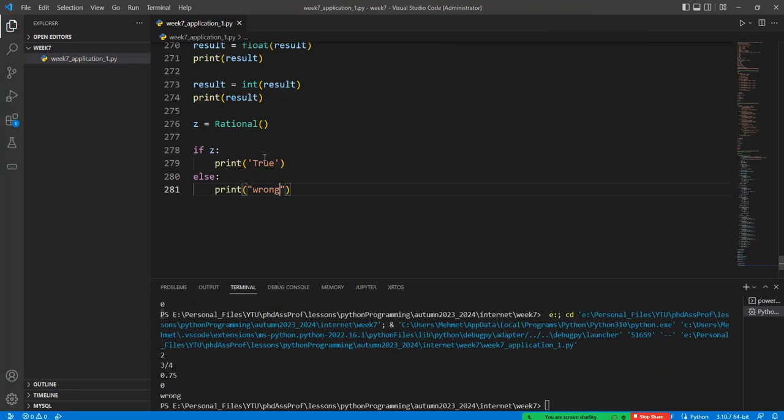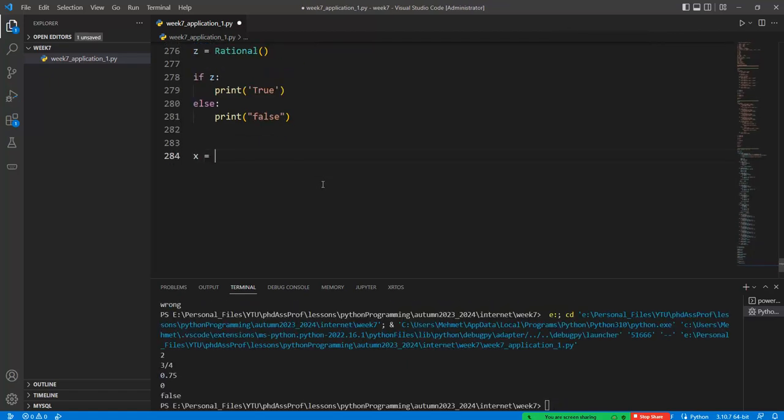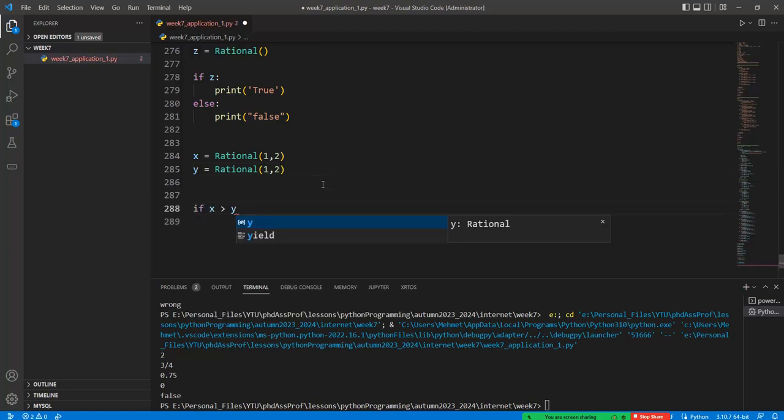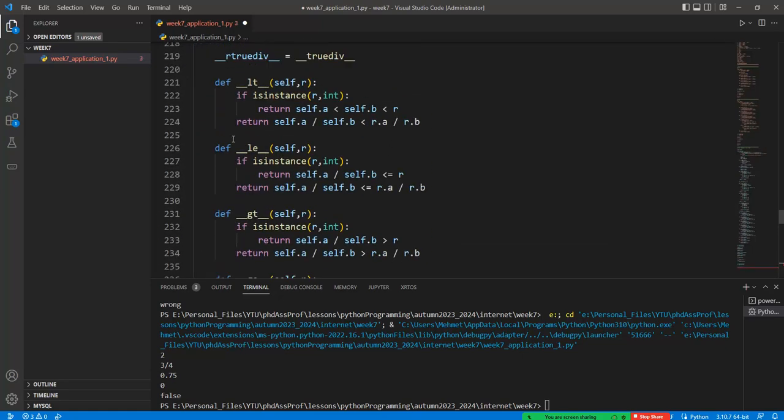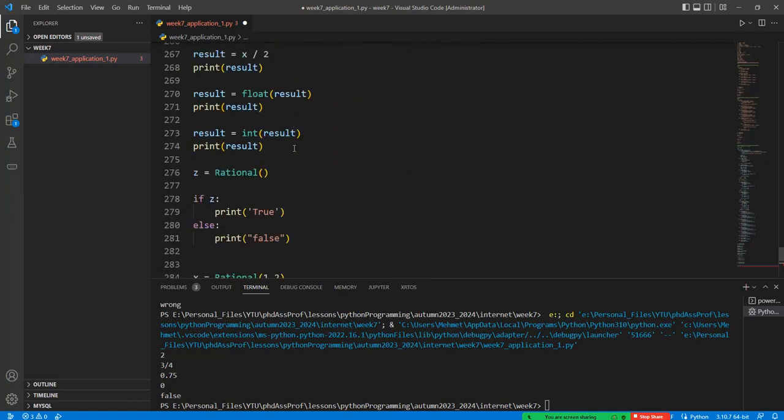Z is equal to 0, so this is not the true value, and this is the false value, okay? And after that, we can assign another term, like this one, the rational 1 divided by 2, and rational 1 divided by 2. Firstly, we can give x greater than y, which means that this function is overloaded in the comparison operators.